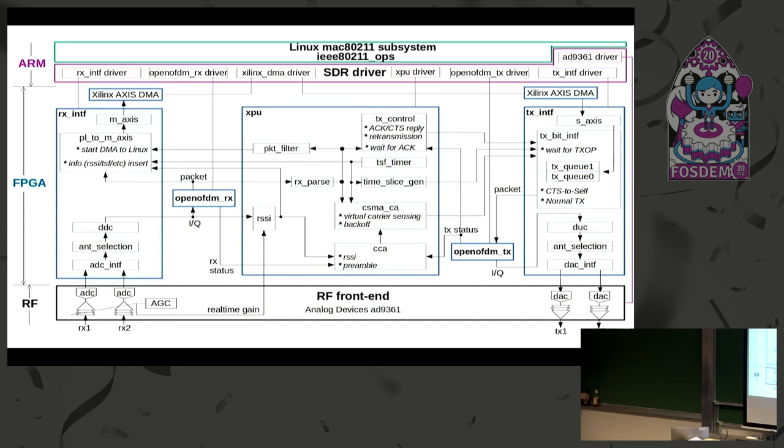Work hard. So wait for the ACK, right? When you send the packet, your FPGA needs to wait for the ACK. Otherwise, you cannot tell Linux whether this transmission is successful or not. This is the TX path, which does the reverse processing of the RX.